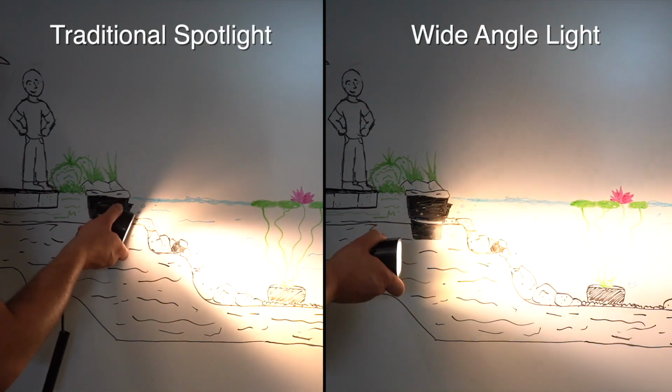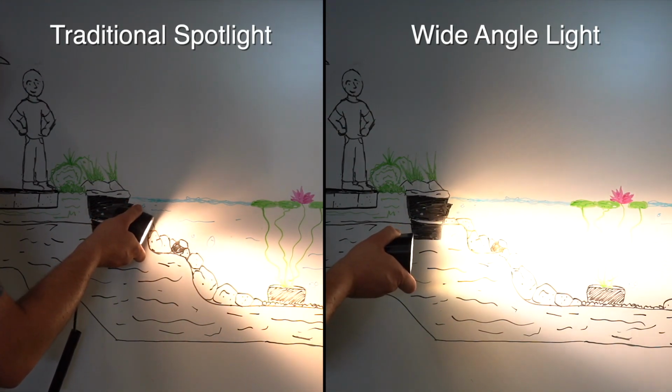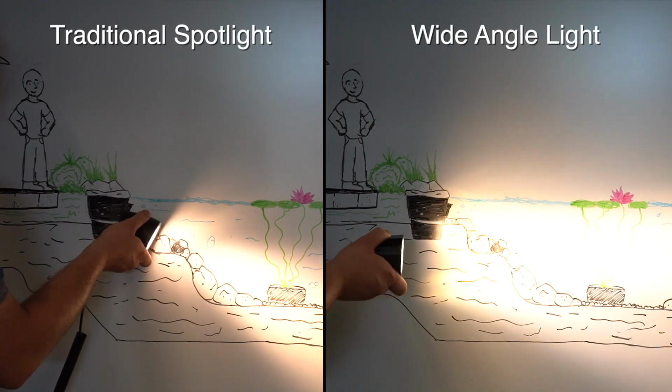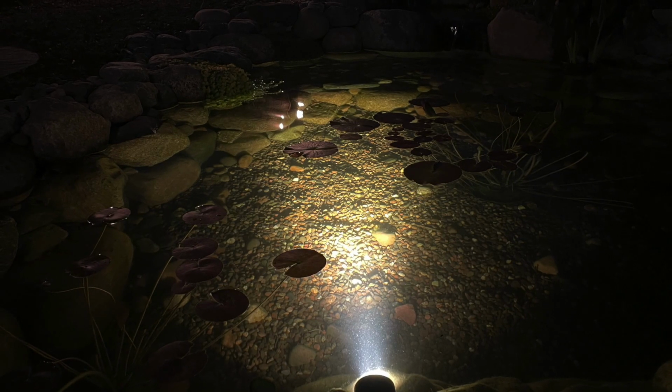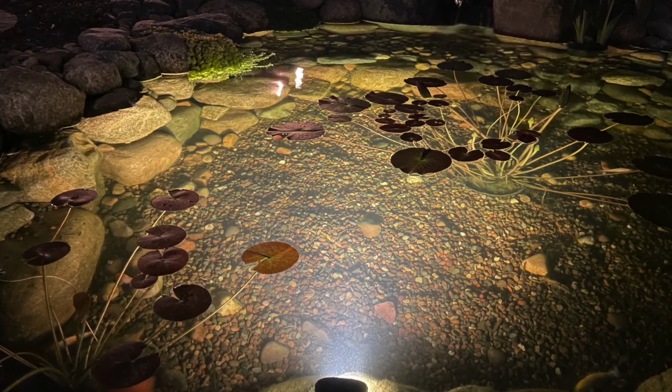The lower beam cutoff is important because we don't want the light beam to go downward and create intense bright spots on the rocks and gravel right below the light. We call this a beam hotspot, and with the wide angle light, we are trying to create a nice even glow in the pond without these hotspots.